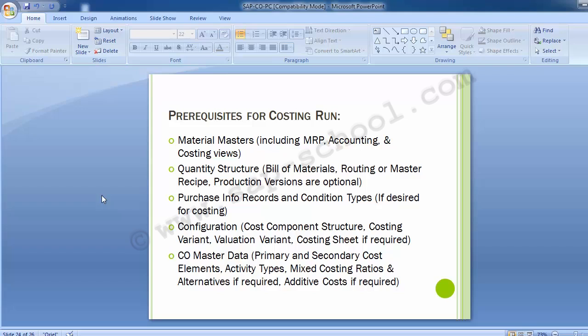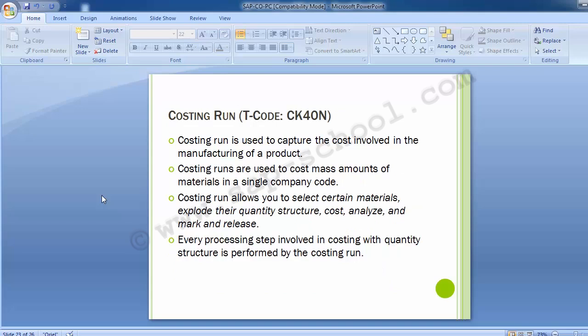So during the annual or monthly costing process, materials are costed in a costing run. There is a certain transaction in the SAP system for costing run. As you can see on the screen, I have written that the transaction code is CK40N. This is the transaction to execute the costing run in the SAP system. Let me show you a preview on the SAP screen which will give you better clarification with respect to the costing run.